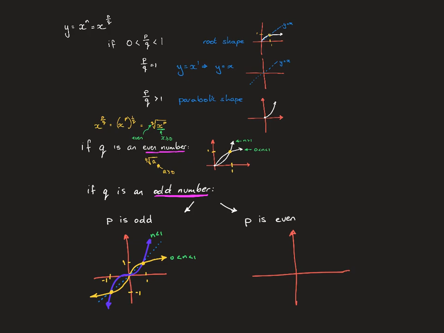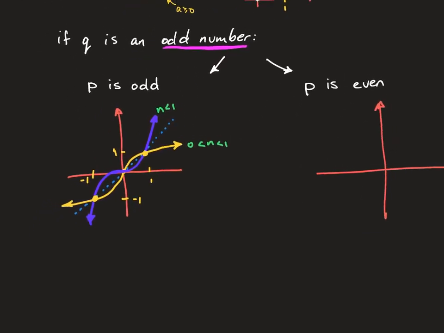Now the reason that you get both arms when p is odd and you have odd values down the bottom is that because your q is an odd number and p is an odd number, you're actually taking an odd root of x no matter which way you write it. I'll show you what I mean.